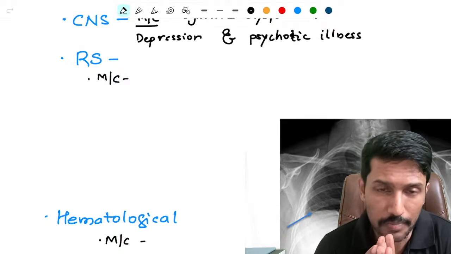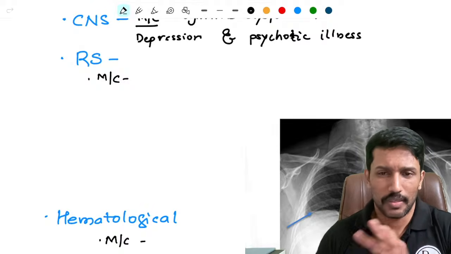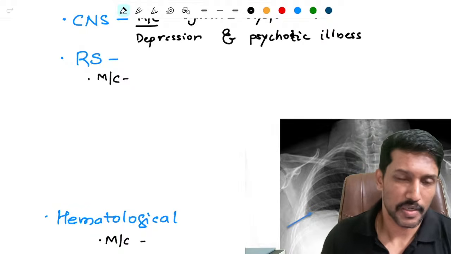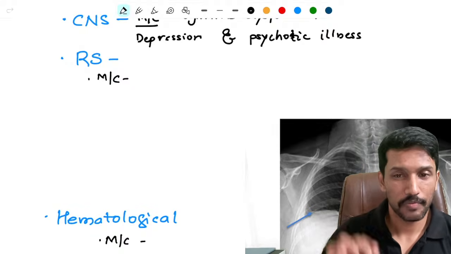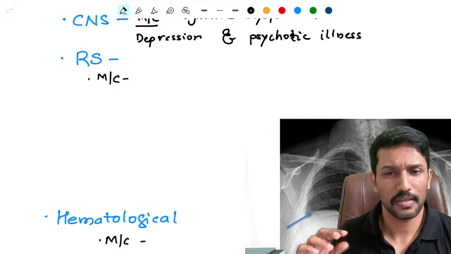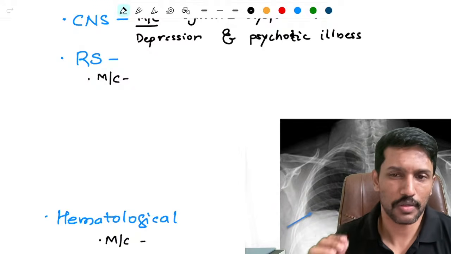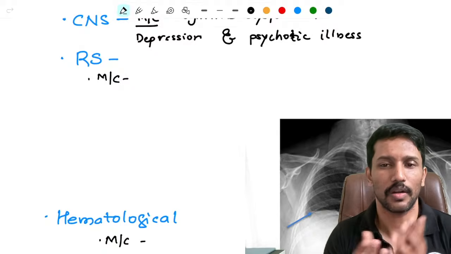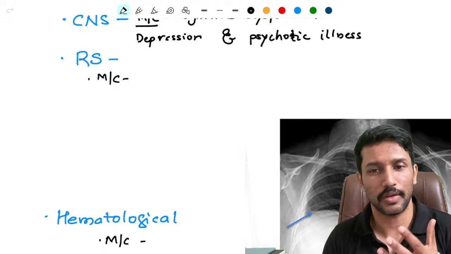In the respiratory system, if you talk about the cardiac system and respiratory system, the most common manifestation of SLE, rheumatoid arthritis, and so many other rheumatological disorders is going to be the same. That is inflammation of the coverings. What is the covering of the heart? Pericardium. What is the covering of the lung?